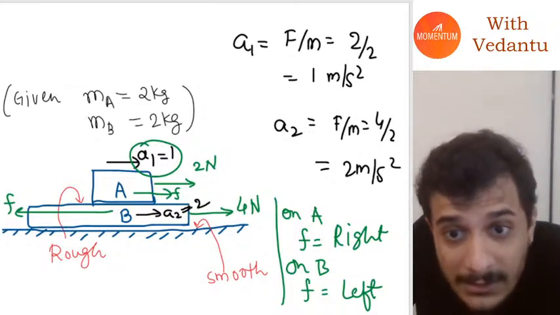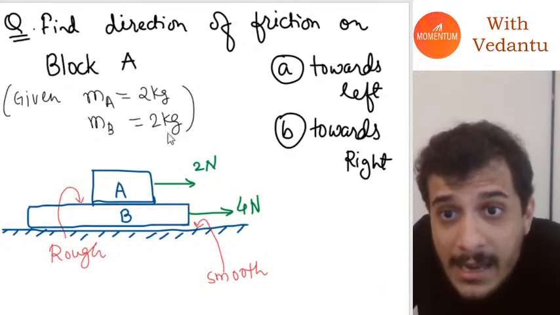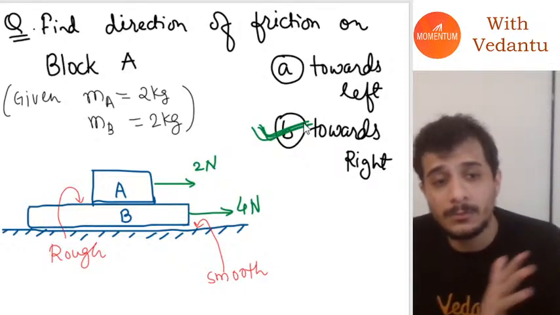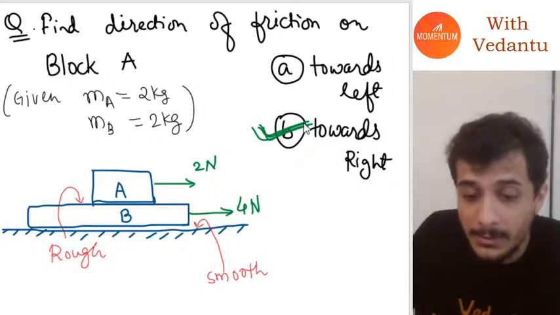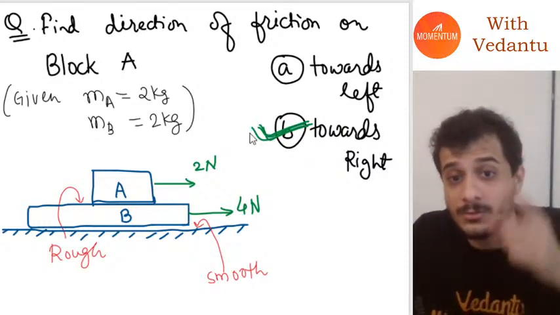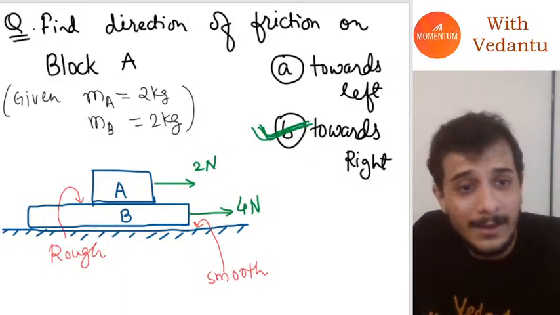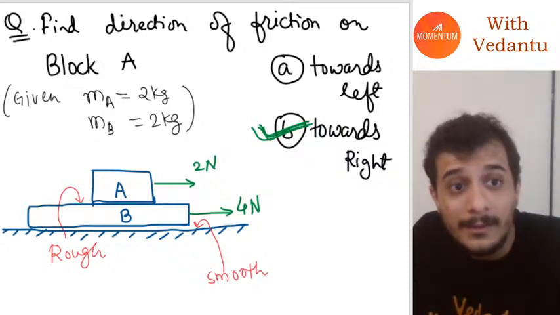So the correct answer in this case is that on A, the friction will be towards right. I hope everybody understood. See, direction is very important and it's not as easy as it looks, my friends.